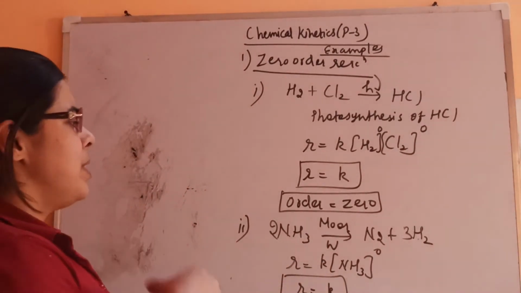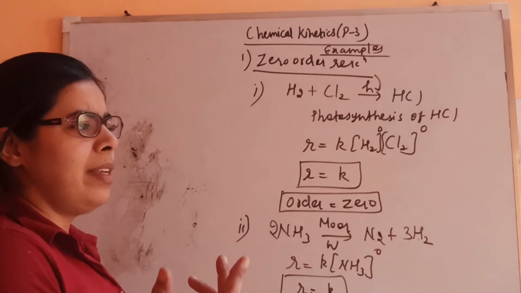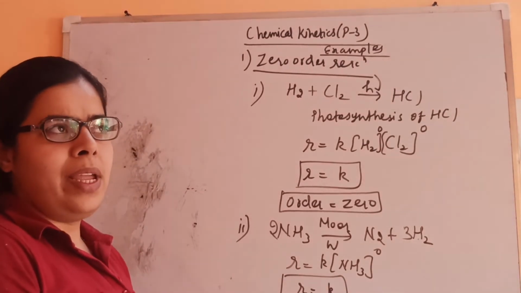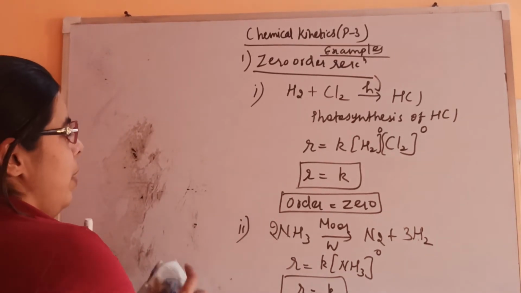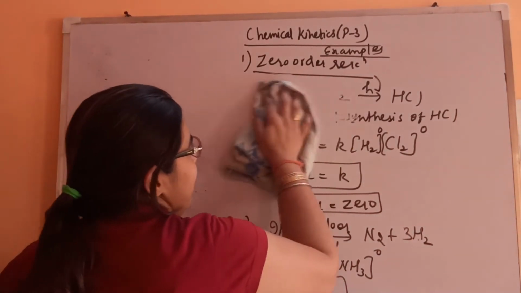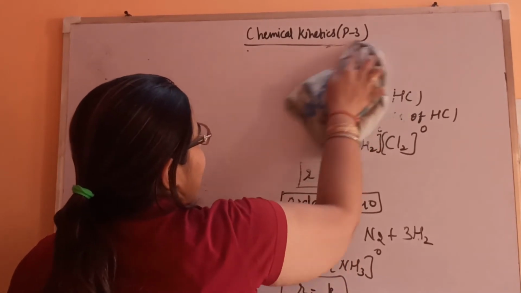Many other examples are also there. You can see that, in general, catalyzed reactions are of zero order. Let's see the next one, first order.